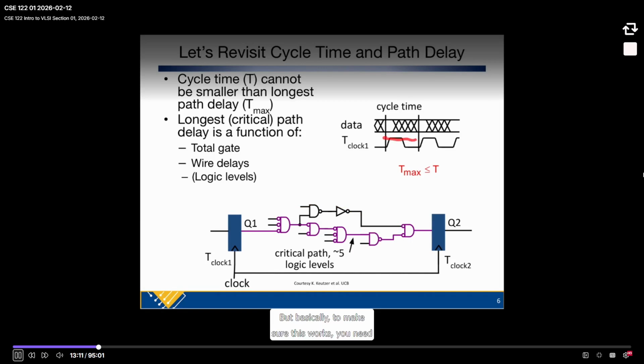But basically, to make sure this works, you need to make sure that you have your cycle time here, you have a rising clock edge, and then the next rising clock edge gives you your capturing clock edge. And you want to make sure that you can send something from Q1, it can propagate through all these things, and it gets here at this other flip-flop before the next clock edge. Because these are sharing the same clock signal, right?